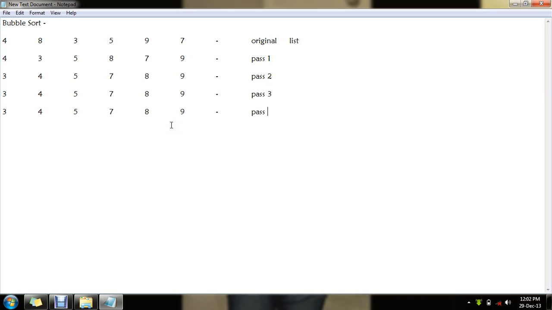After pass 4 also it remains the same, because now it compares 3 with 4. 4 is greater, it compares 4 with 5. 5 is greater, so the list remains as it is. And you can see that the number 7 is already placed in its fixed position, so it doesn't compare 5 with 7. So now finally in the fifth pass, 3 is compared with 4. As 4 is bigger than 3, no swapping takes place. So this is the final position of the list after the fifth pass.